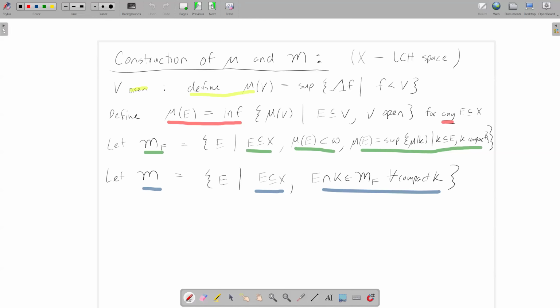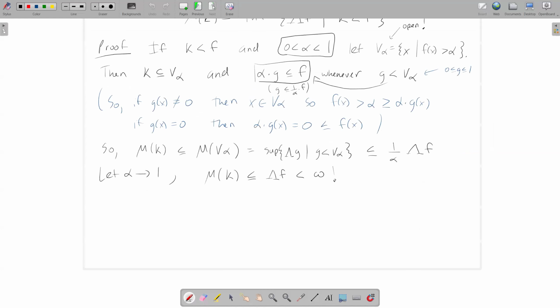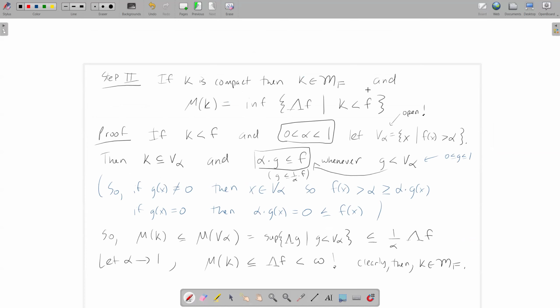Okay, so clearly then K is in MF. Let's just remember what I'm trying to do here. If K is compact and K is in MF, I already got that. And so we have one more thing to prove.